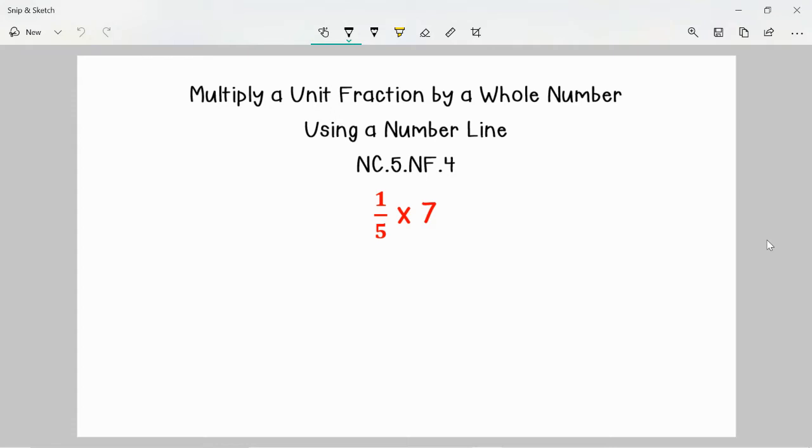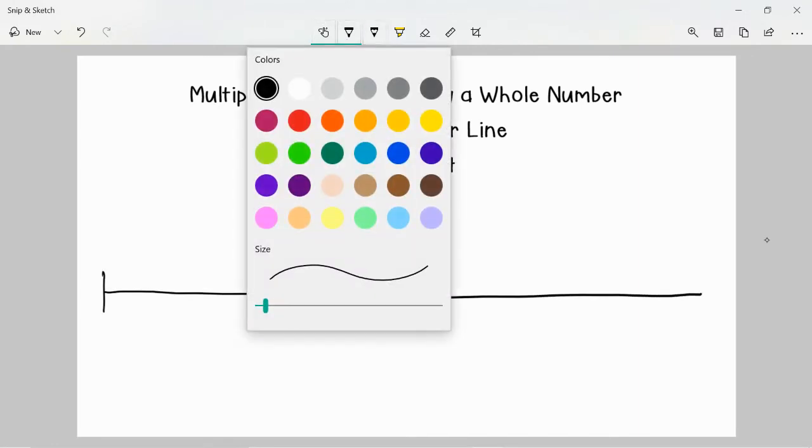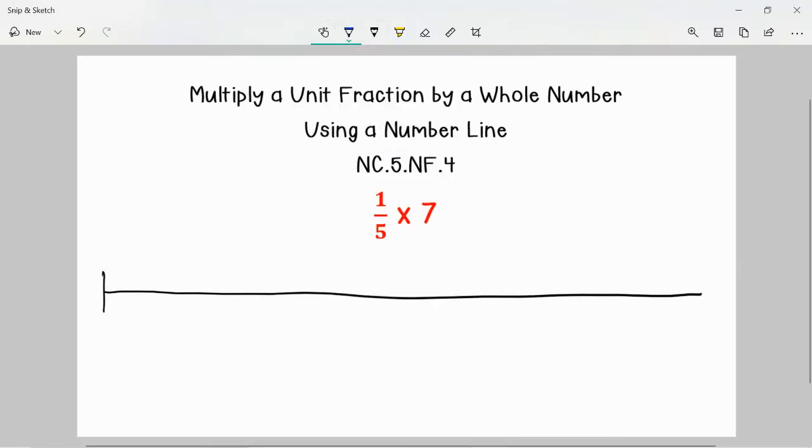To begin to solve using the number line, I'll draw an open number line. I'm going to begin at 0. And I know this expression 1/5 times 7 means that we have 1/5 7 times. So I'm going to show hops of 1/5, and I'm going to do that 7 times to find the product. So first I'll make a jump of 1/5.